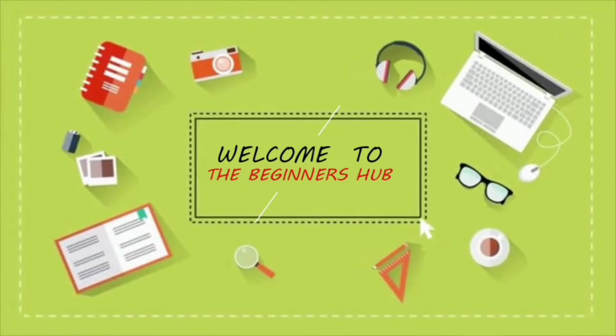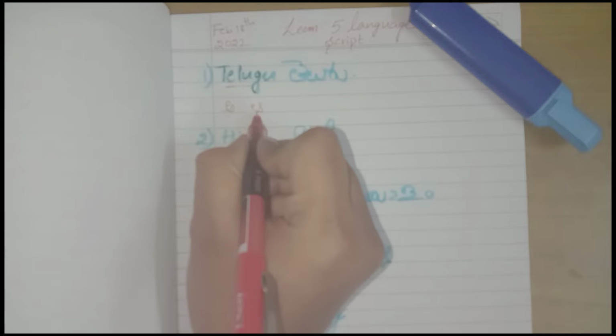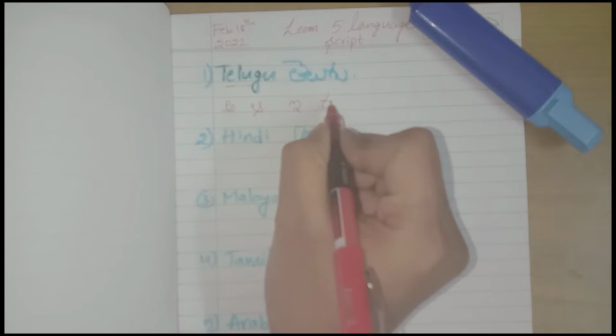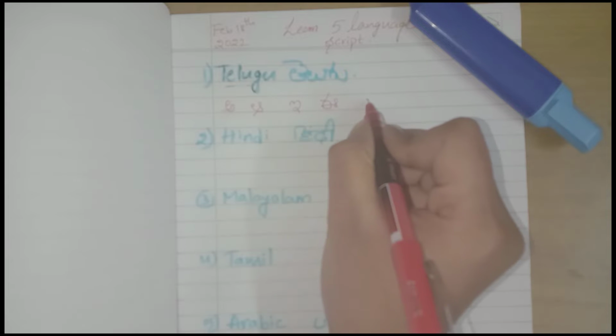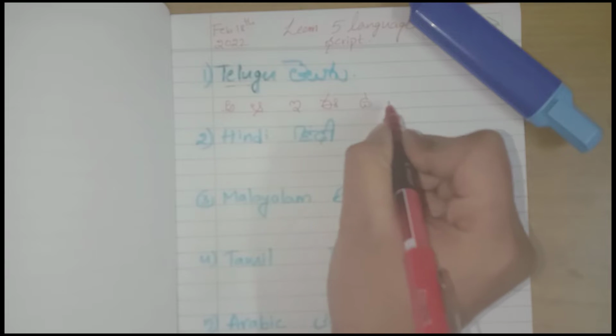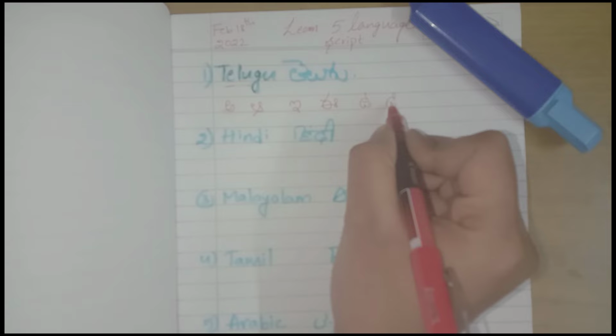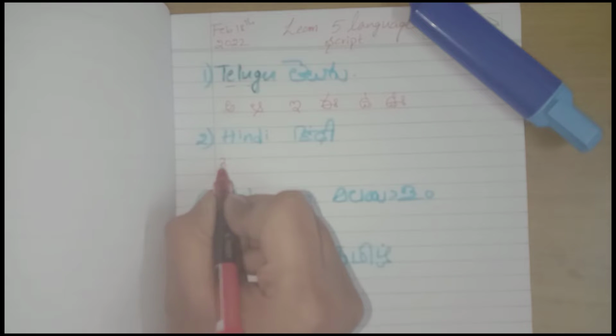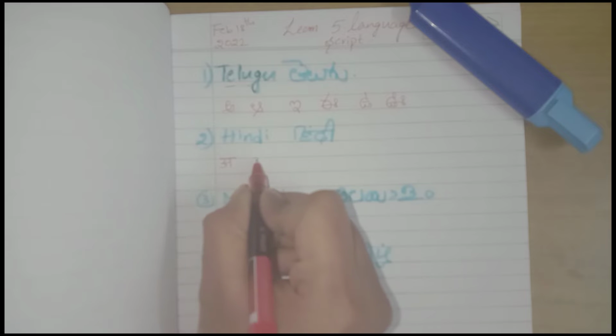Here in this video you will find 5 different languages of script. First language is Telugu. First letter is A. Second it is A, I, E, U, U. In the same way Hindi also has the same pronunciation. A. First letter is A.